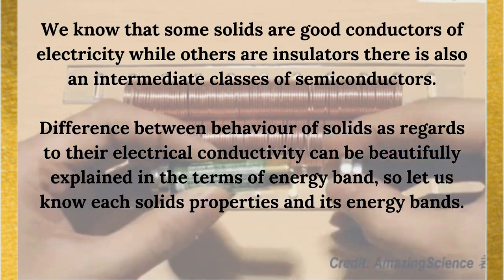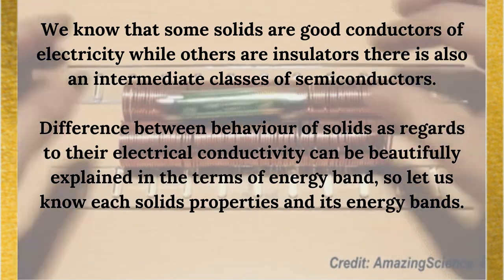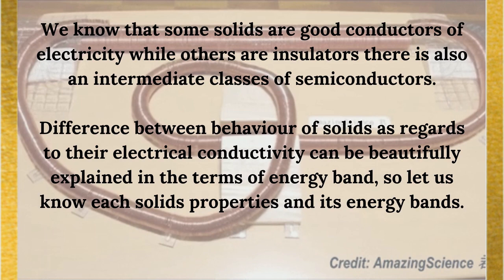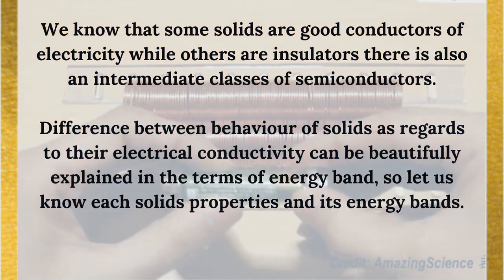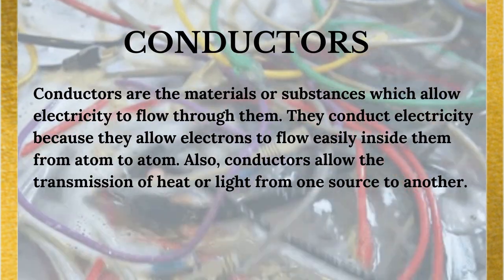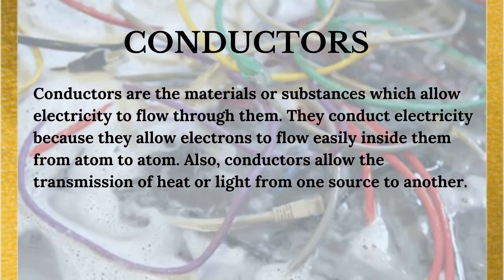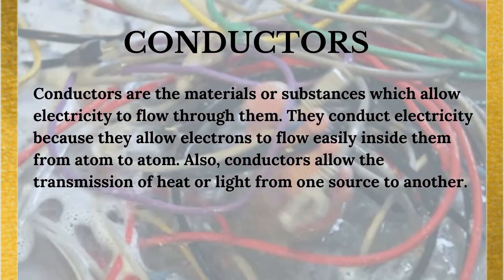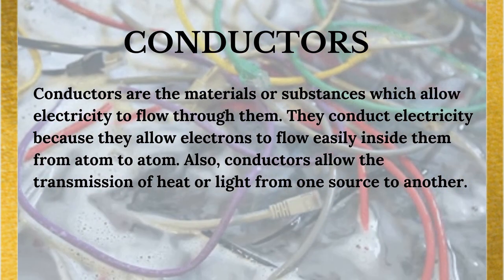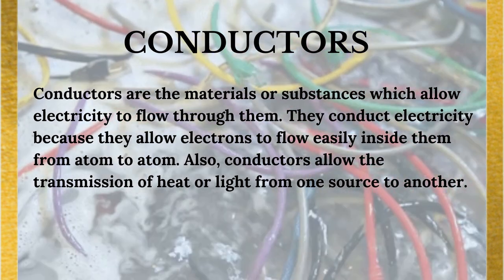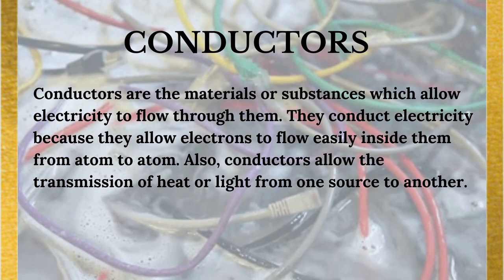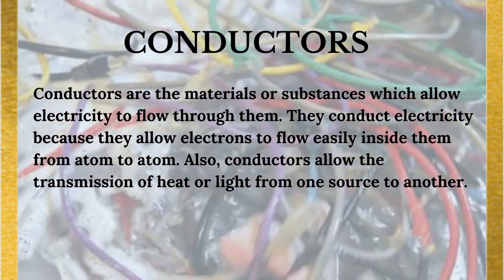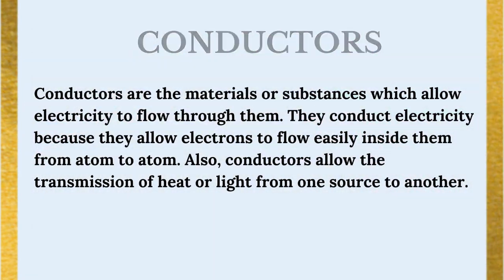The difference between the behavior of solids as regards their electrical conductivity can be beautifully explained in terms of energy bands, so let us know each solid's properties and its energy bands. Conductors. Conductors are the materials or substances which allow electricity to flow through them. They conduct electricity because they allow electrons to flow easily inside them from atom to atom. Also, conductors allow the transmission of heat or light from one source to another.